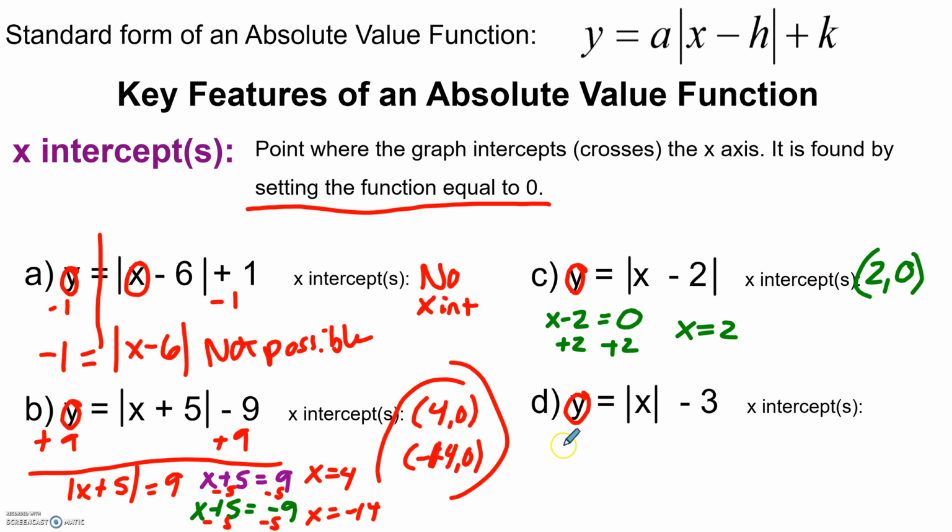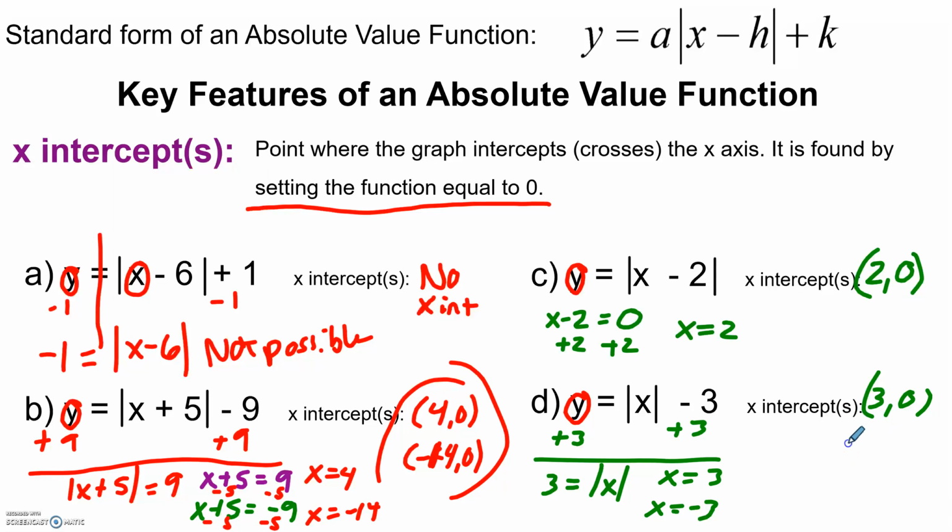For part D, I know that I'm going to add 3 to both sides, and that is going to be 3 equals the absolute value of x. I set it up so that I have x equals the positive answer and x equals the negative answer. Since nothing was inside the absolute value, I already have my answer. (3, 0) and (-3, 0). And there are your x-intercepts for part C and D.